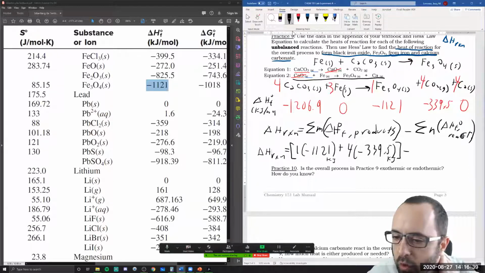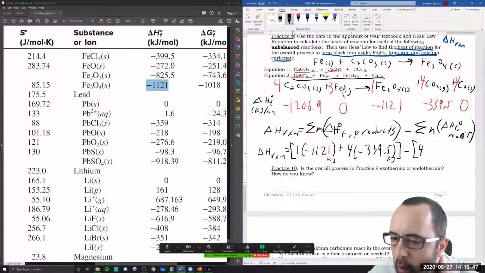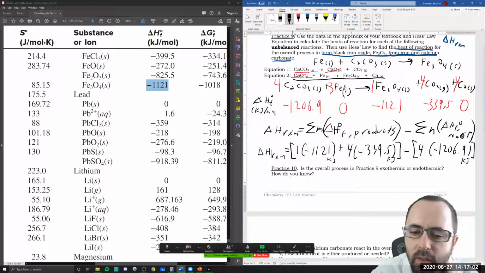And then we're going to subtract the sum of the delta H's of formation of the reactants times their coefficients. So it will be 4 times that for the calcium carbonate, which is negative 1206.9, and that is also in kilojoules. And then we have iron, 3 times 0, that will just be 0. So I'll just leave that off so that everything can fit okay.